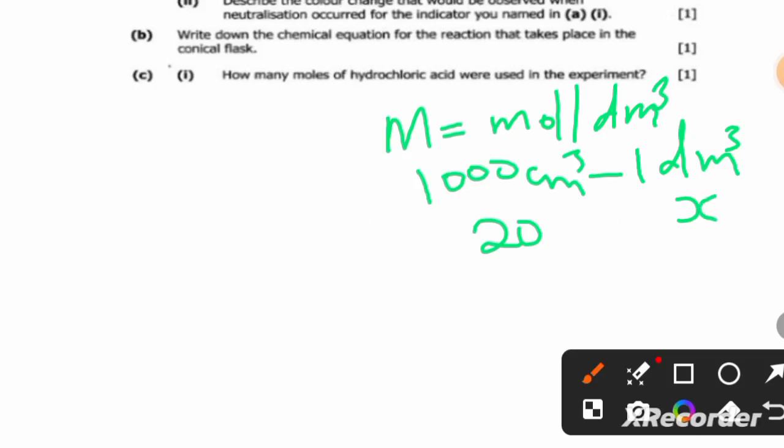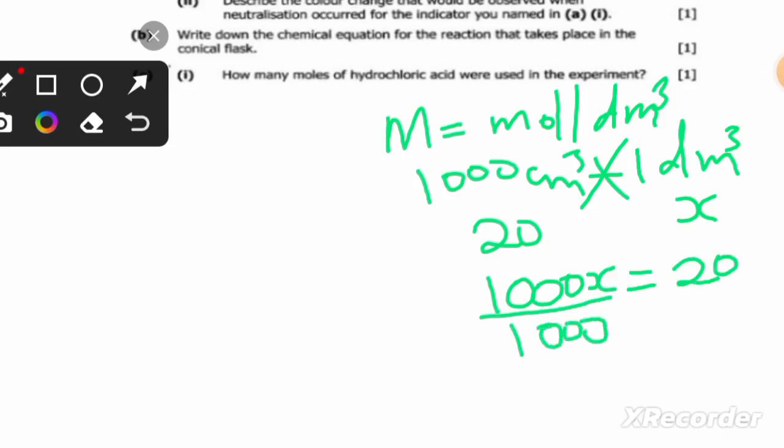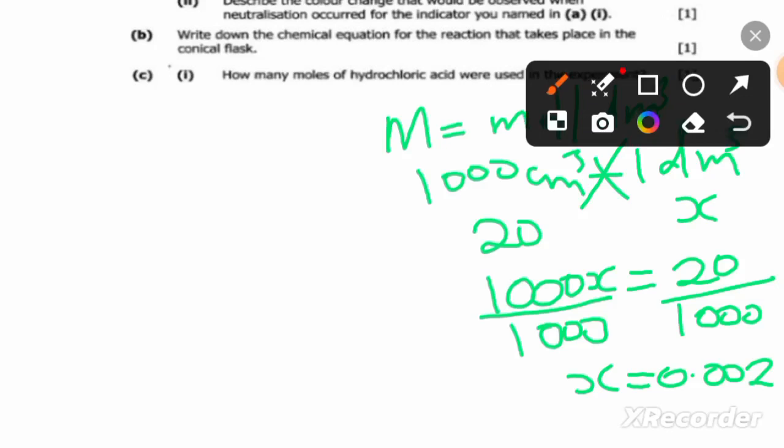Then let us do a cross multiplication. We are going to get 1000x is equal to 20. Here divide by 1000, here divide by 1000, even here divide by 1000. The value of x is equal to 0.002. Okay, 0.002. So the next thing now we are going to do is to find the number of moles.